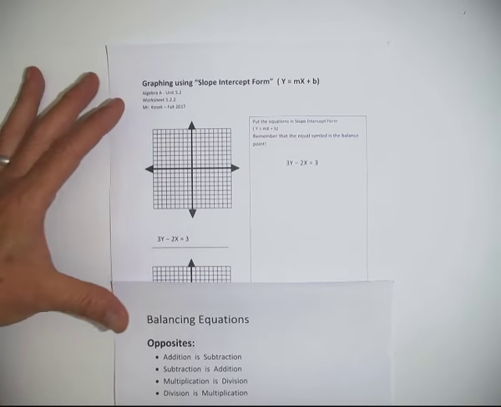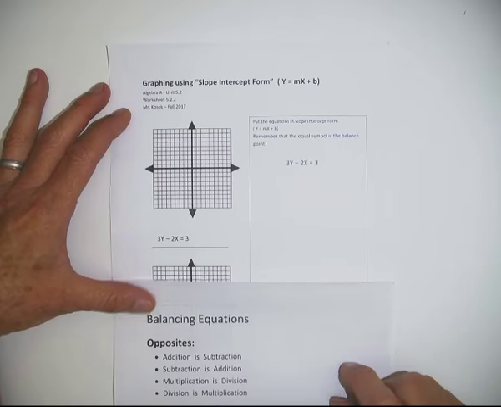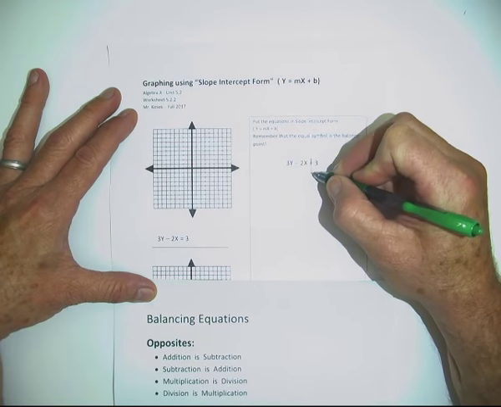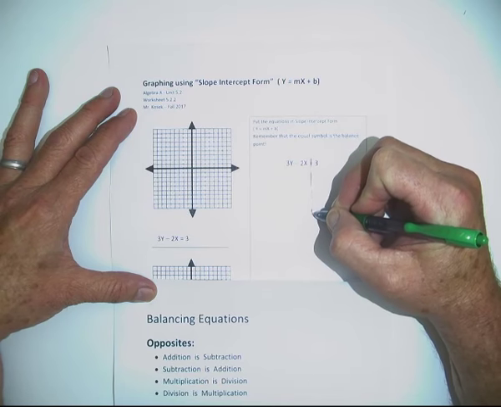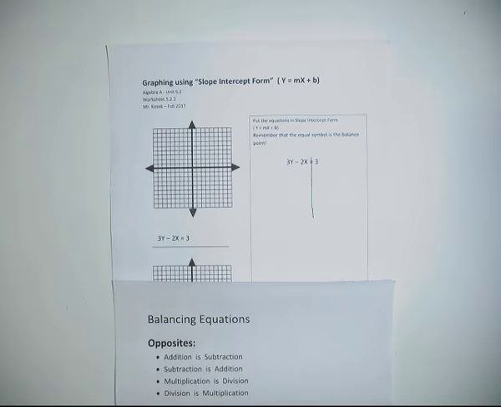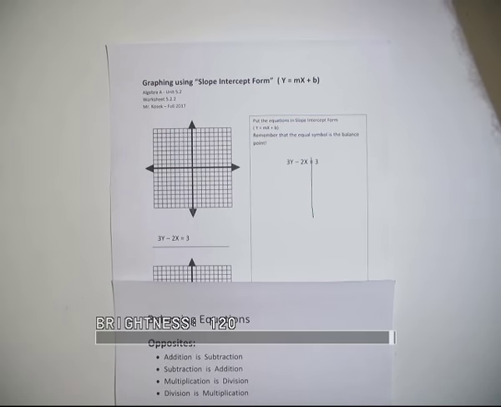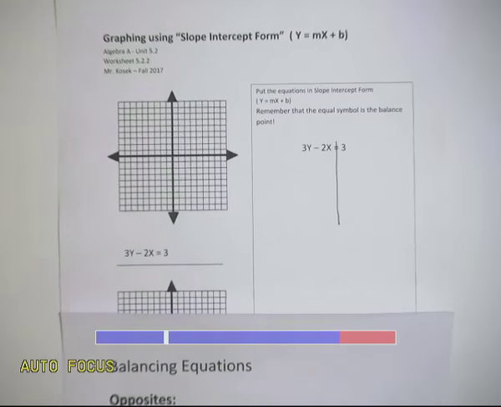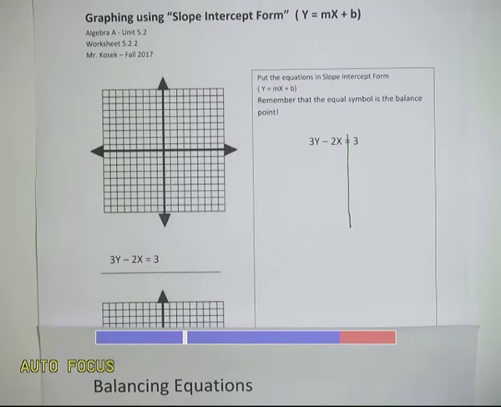Okay, the first equation was 3y minus 2x equals 3. So once again, our balance line is right here. I am going to zoom this in a little bit. Make this a little bit easier to see.